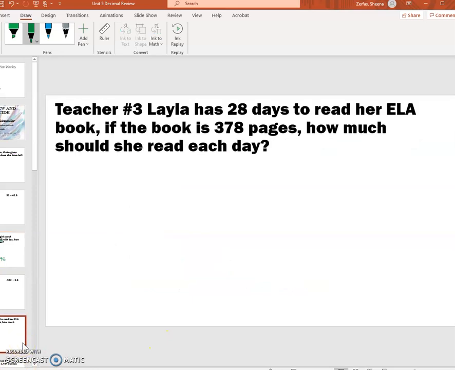All right, next question. Layla has 28 days to read her ELA book. That is 378 pages. How much should she read each day? Okay, so I'm trying to figure out how many pages per day, and per would mean that I am dividing. So I'm going to take the 378 pages and split that into 28 days.